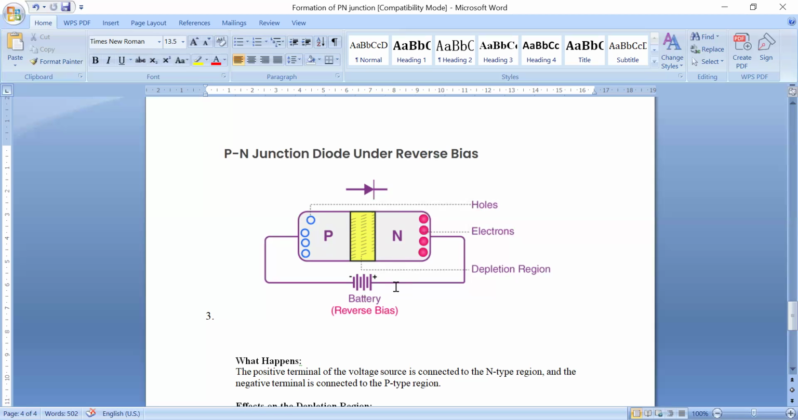If the reverse voltage increases further and exceeds some critical value, then the PN junction undergoes a breakdown. This breakdown is called Zener breakdown or avalanche breakdown. Because of this junction breakdown, a heavy current flows in the reverse biased condition. So this is all about PN junction under reverse bias.